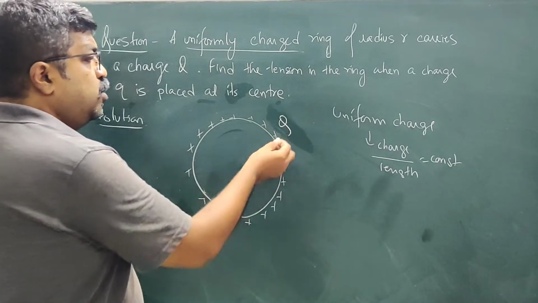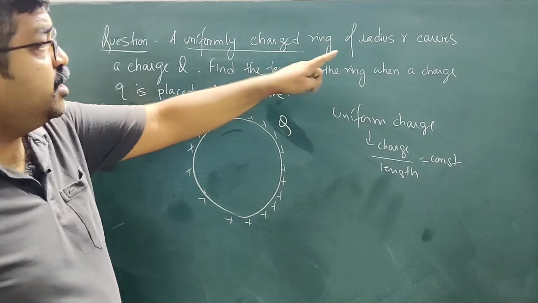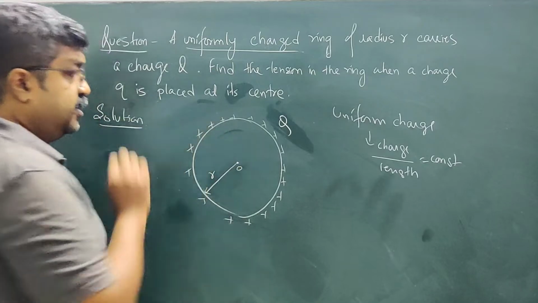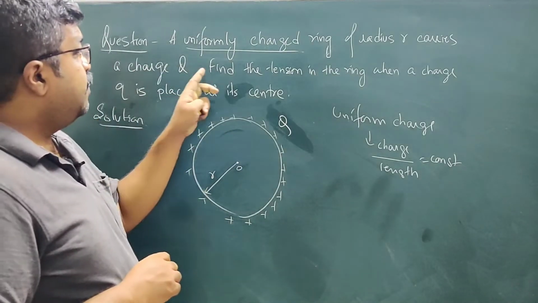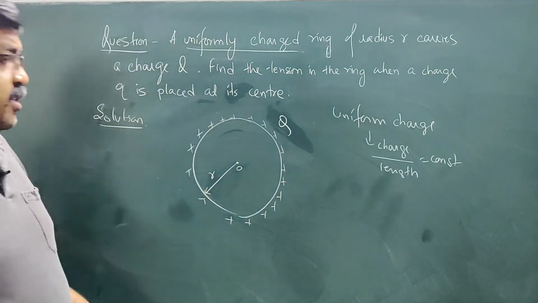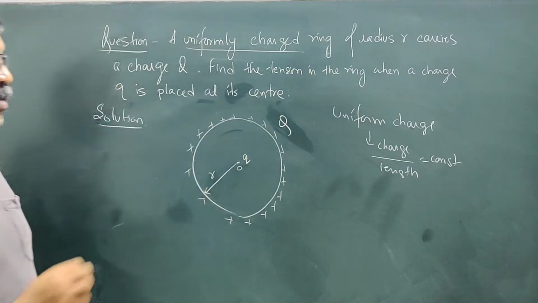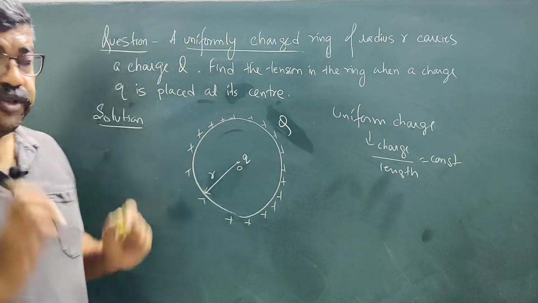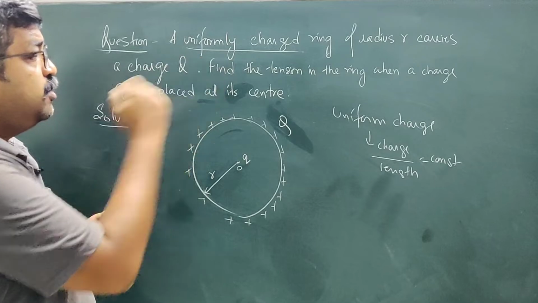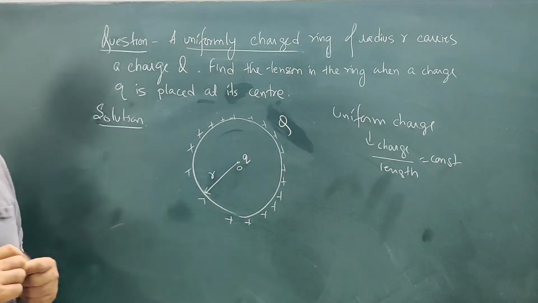So we have charge Q. This charge Q is distributed throughout the circumference of the ring. Now radius is r, and this is the center O. Then they have asked to find the tension in the ring when a charge q is placed at its center. So this charge q is placed at the center. What is the tension developed in the ring? This is the question. First of all you need to understand that both the charges are positive: the charge on the ring is positive, and the charge placed at the center is also positive.